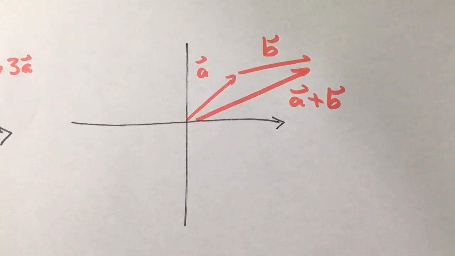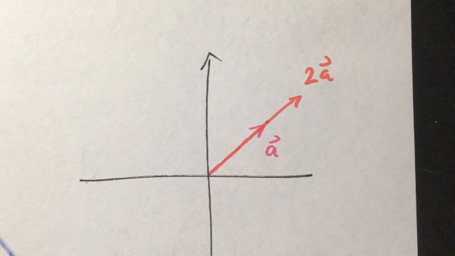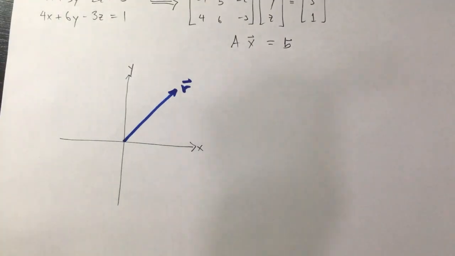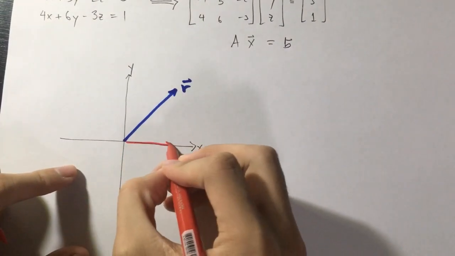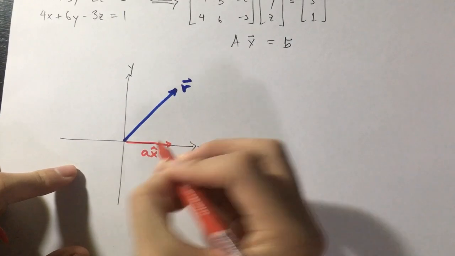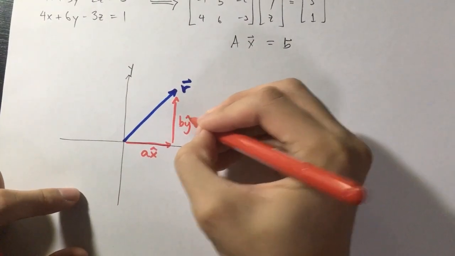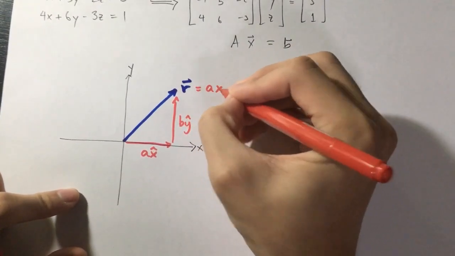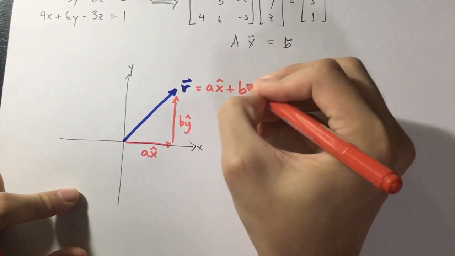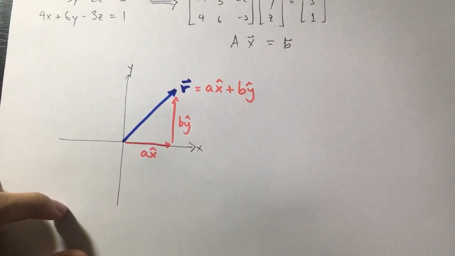For example, you can add two vectors together, you can scale a vector by some certain amount. If you have a vector, then you can describe it as a sum of a couple of other vectors. So in this case, you can have this vector be equal to the sum of some vector in the x direction plus some vector in the y direction. These vectors in the x and the y direction can be called basis vectors.